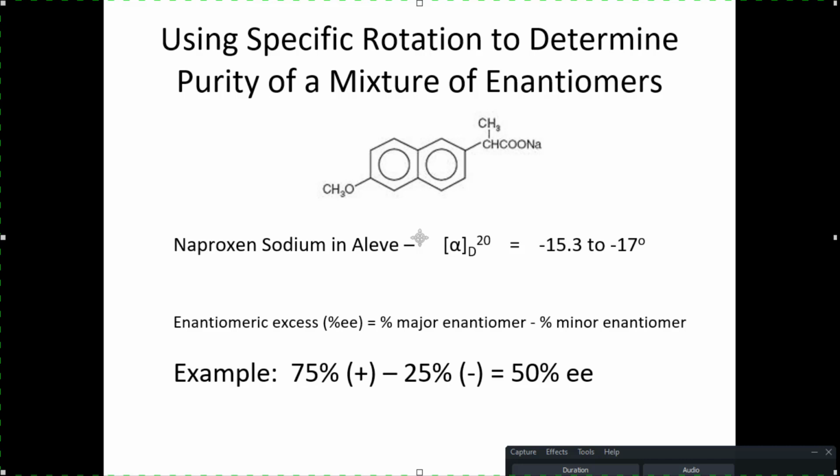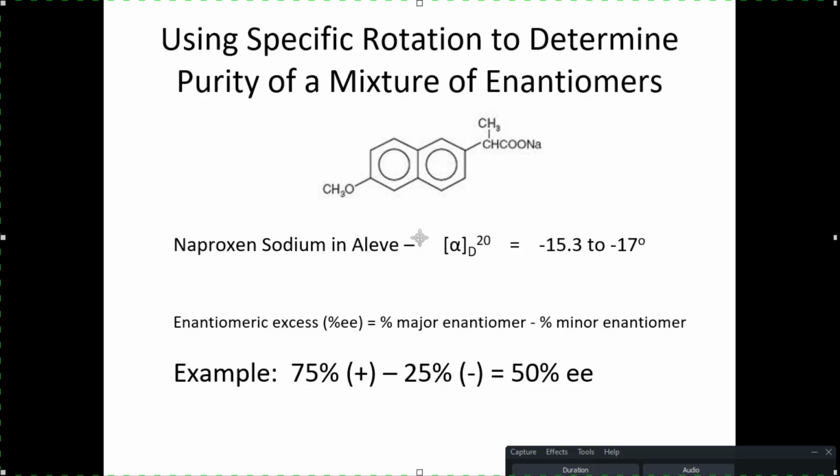And the reason for that is that the molecules in one enantiomeric form will react differently than the molecules in the other enantiomeric form. And I'll come back to that in a couple of minutes. But this is naproxen sodium.